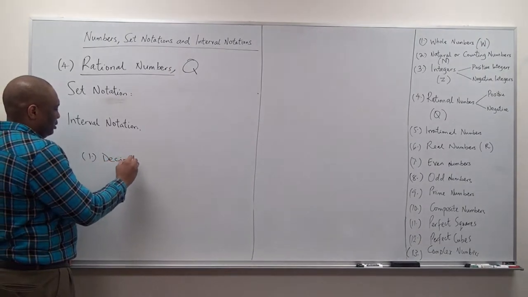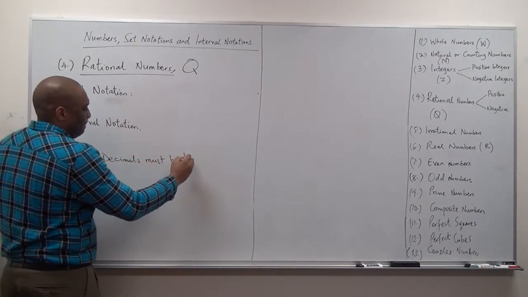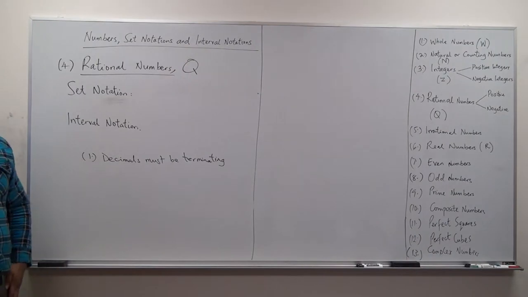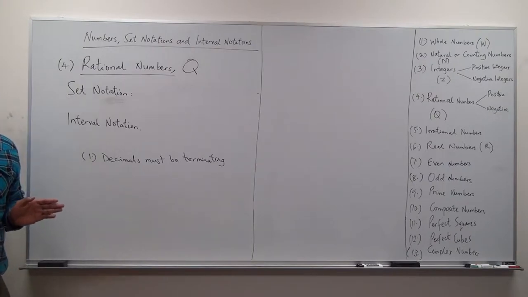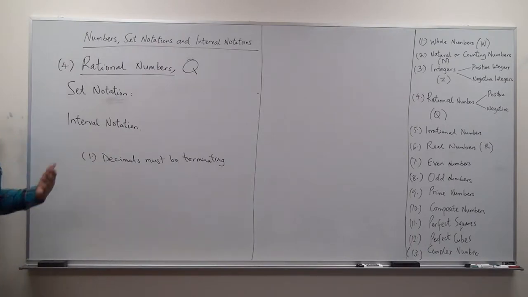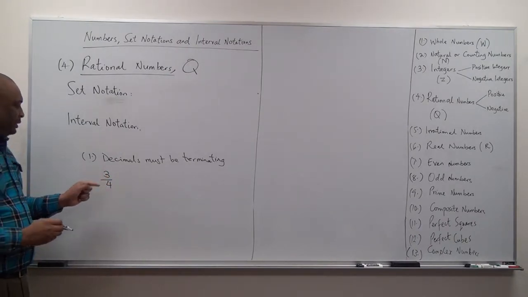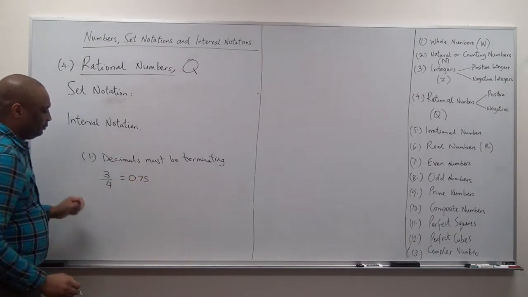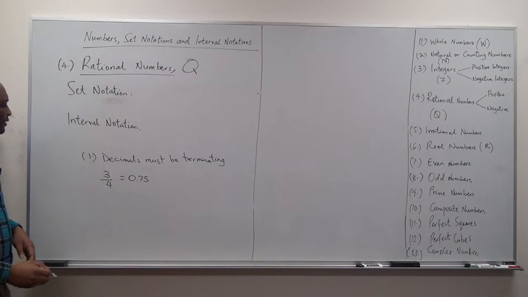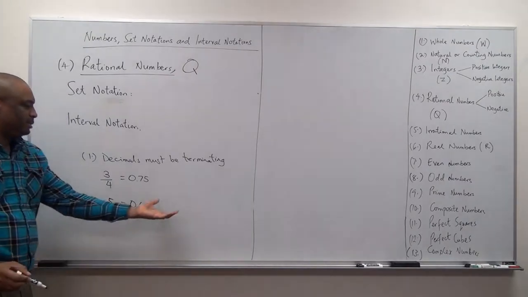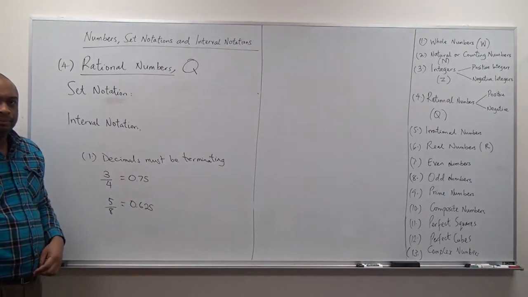Decimals must be terminating. What do I mean by terminating decimals? Terminating decimals are decimals that don't go ad infinitum. I mentioned ad infinitum before. That's still infinity. It goes on and on. Let's, for instance, you have 3 divided by 4. 3 over 4 is 0.75. If you have something like 5 over 8, I think that is 0.625. So it stops. These are terminating. It doesn't go on and on.